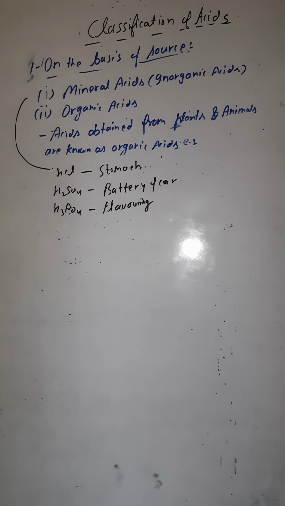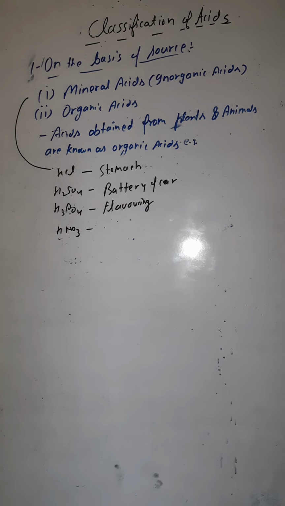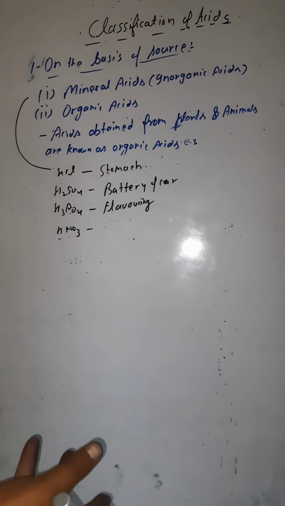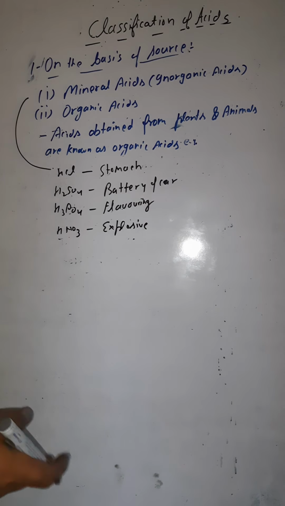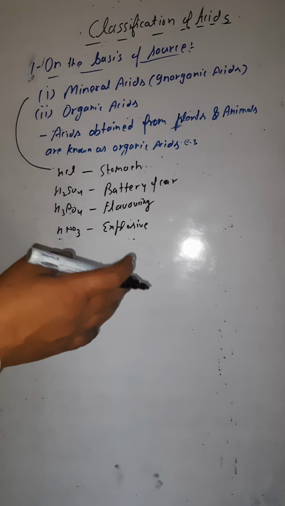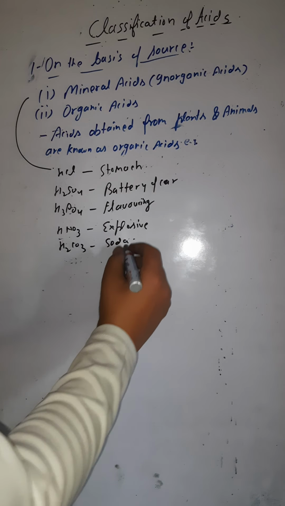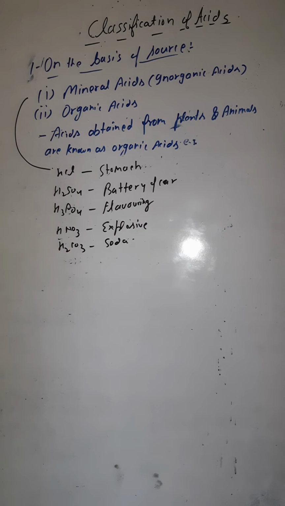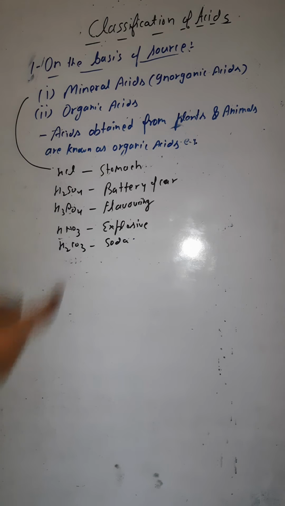Next one is nitric acid, HNO3. Where are we using nitric acid? Yes, in explosive materials, we use HNO3. In making explosive material, we are making it out of HNO3. Next one was carbonic acid. You would find carbonic acid in soda. That is H2CO3. It is found in soda. So here I have just told you the sources of the mineral acids also. You would write this where you have written about the mineral acids.